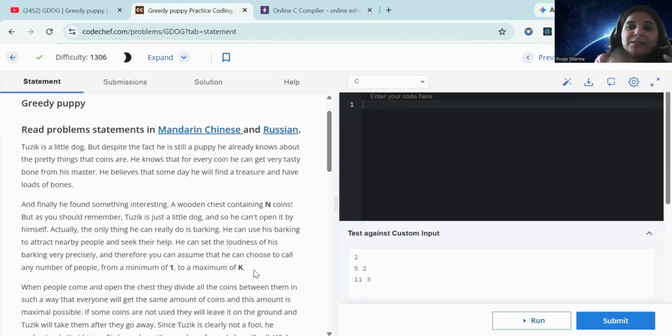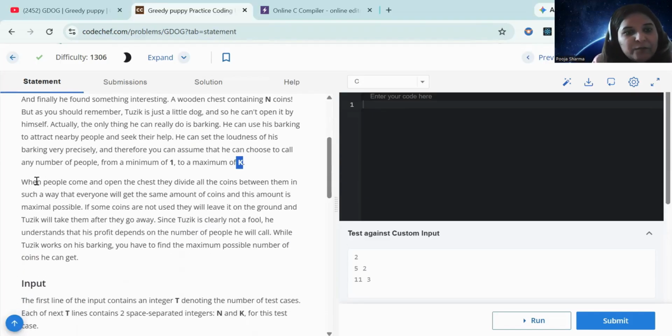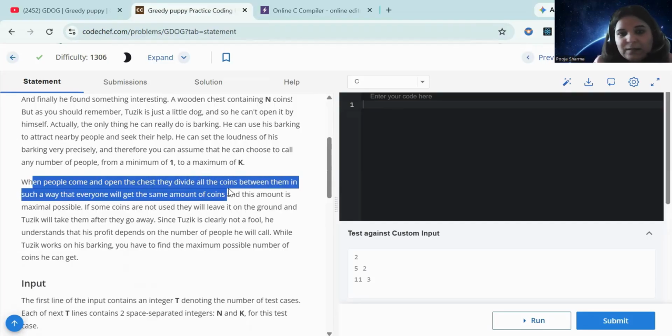So K is the maximum number of people that are coming to get the coins from the chest. So here N is the number of coins and K is the maximum number of people that are coming. Now what do we need to find? Let's read it, then you will understand. When the people come and open this chest, they divide all the coins between them in such a way that everyone will get the same amount of coins.